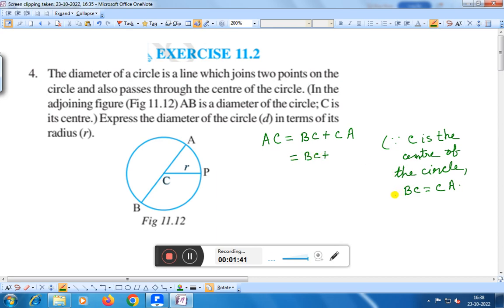plus CA is equal to BC. Therefore you can write BC plus BC, or you can write BC plus BC is equal to 2BC. Therefore AC is equal to twice of BC. What is AC?